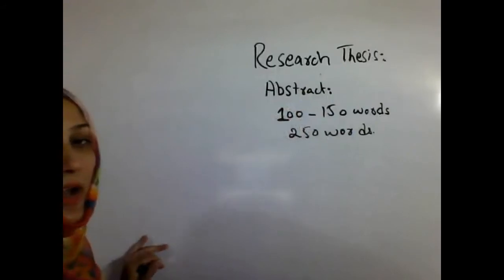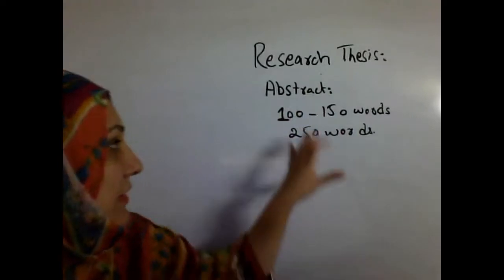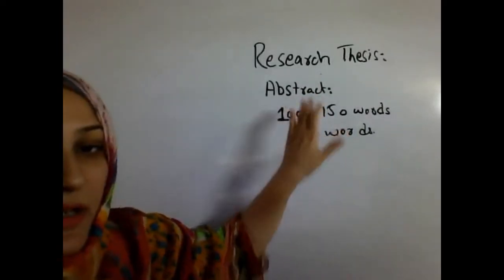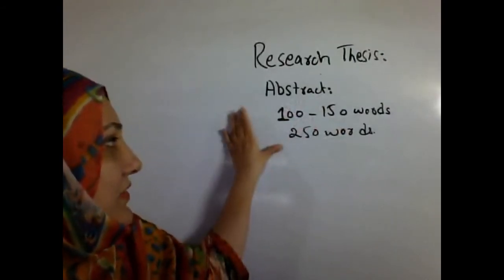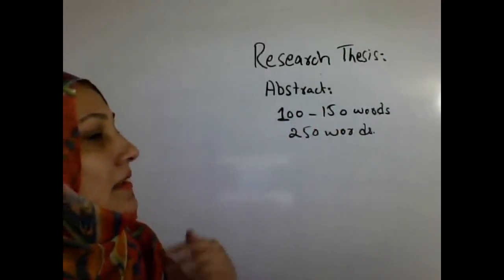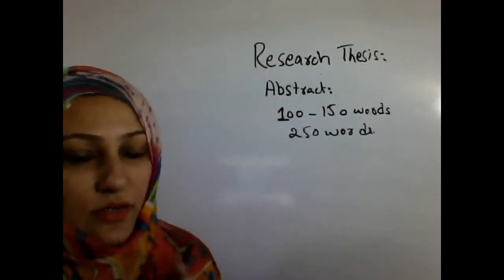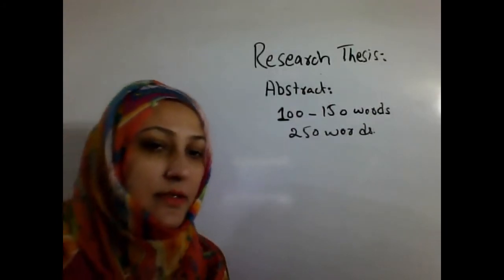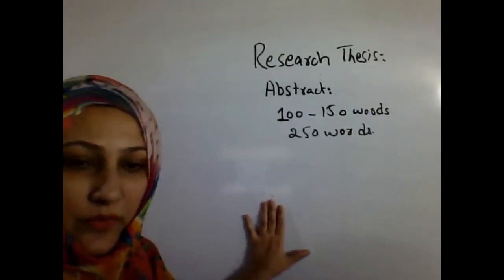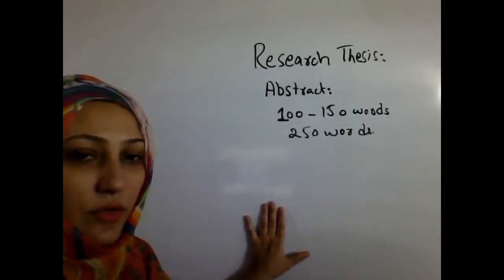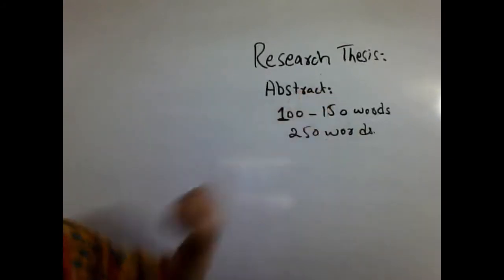And in case of the abstract, you never use any type of abbreviation. No abbreviation is present in the abstract. No reference is present in the abstract, because the abstract is the summarized form of your own research, not the research of others. So that's why in the abstract there is no need of any type of reference. It must be written in your own words, explaining your own study.